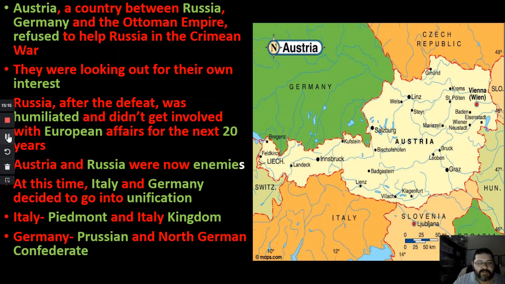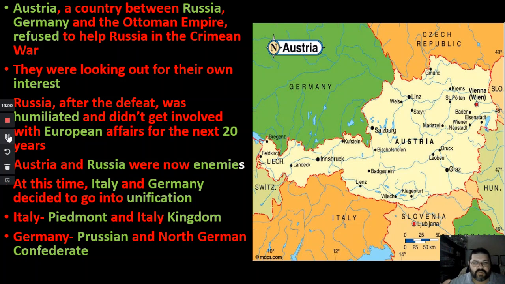Now, while all this is going on, a couple countries in Europe wanted to unify, meaning they wanted to come together and form one powerful country. And those two countries were Italy and Germany. Okay. In Italy, there were a bunch of city states. So basically, it's like a country, but they're basically little chunks of like a city that's big enough to take care of themselves as if they were their own country. So the Piedmonts were one of the groups. The Italian kingdom was another. The Vatican was another.